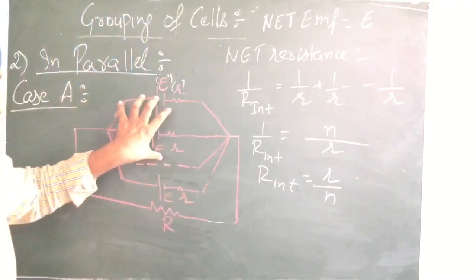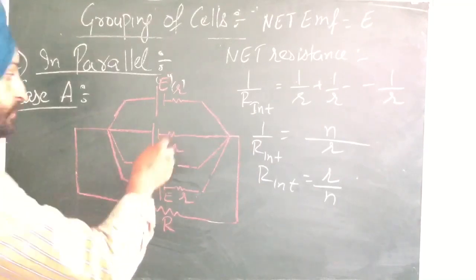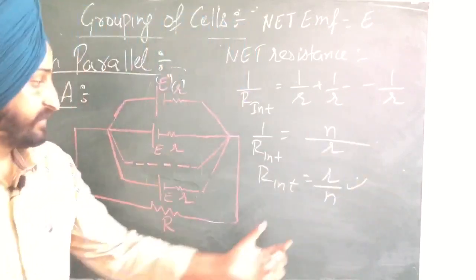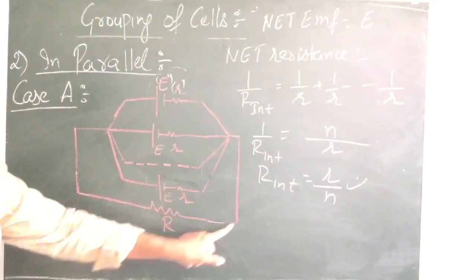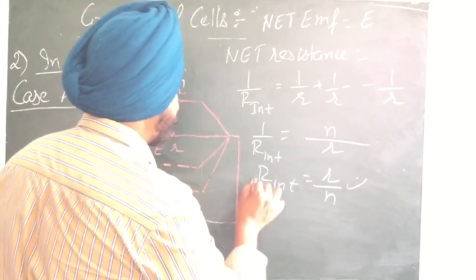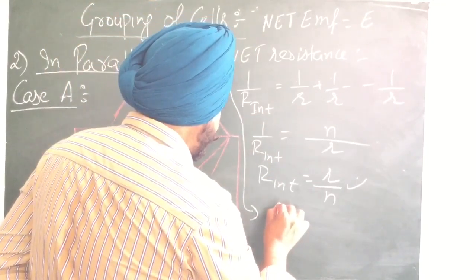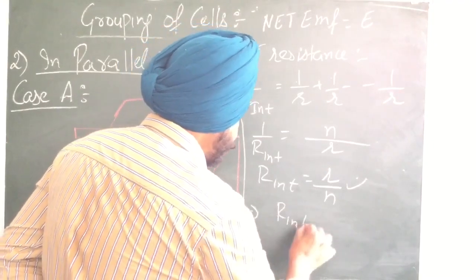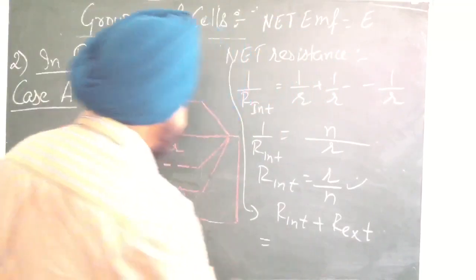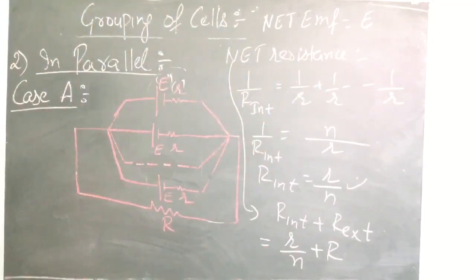Now this internal resistance is connected in series with this external resistance. Fine. So the net resistance of these cells is equal to R by n, and this resistance is connected in series with this resistance of R. So what will be the net resistance of the circuit? It will be equal to internal resistance plus external resistance as they are in series. So our answer would be R by n plus R, which is the external resistance.